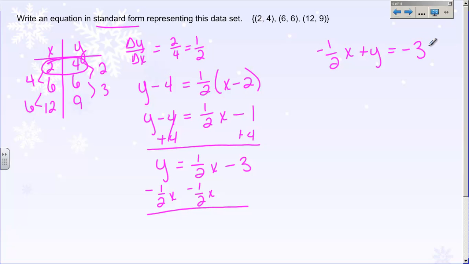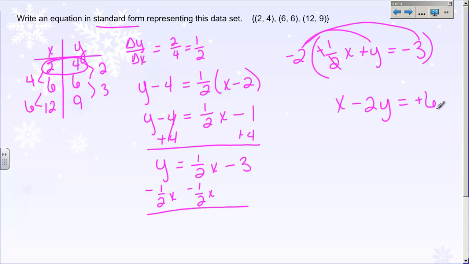But I've got two problems. Number one, my a is negative and I have a fraction. So I've got to multiply the entire thing. And I'm going to multiply by negative 2 so I can cancel out the negative and the 2 all at the same time. So that leaves me with 1x. And then I have to do negative 2 times y, so I end up with minus 2y. Then I have to do negative 2 times negative 3, which is positive 6. So in standard form, it's x minus 2y equals 6. There's my equation of my line.